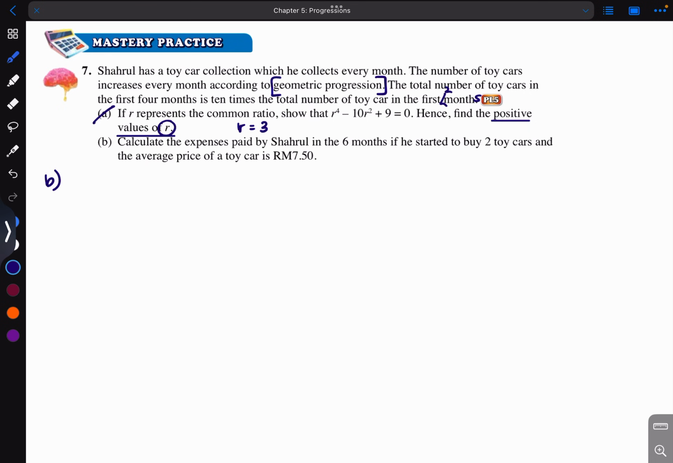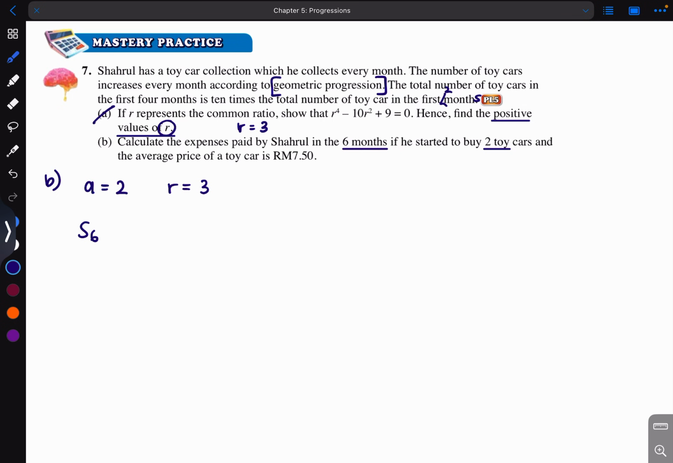Calculate the expenses paid by Sharul in the 6 months if he started to buy 2 toy cars and the average price of a toy car is 7 ringgit 50 cents. Okay, so he starts by buying 2 toy cars. So a is 2. And then the toy cars increase by 3 times every month. r is 3. Right.